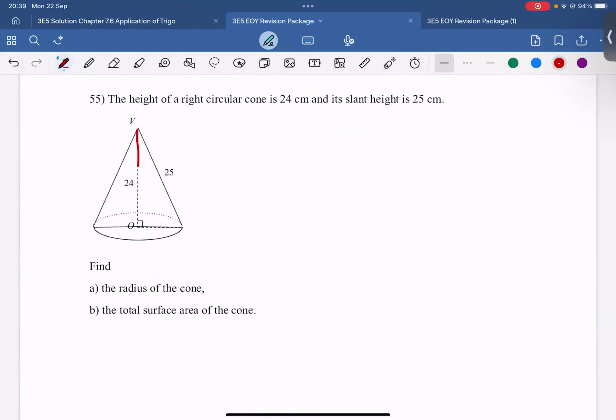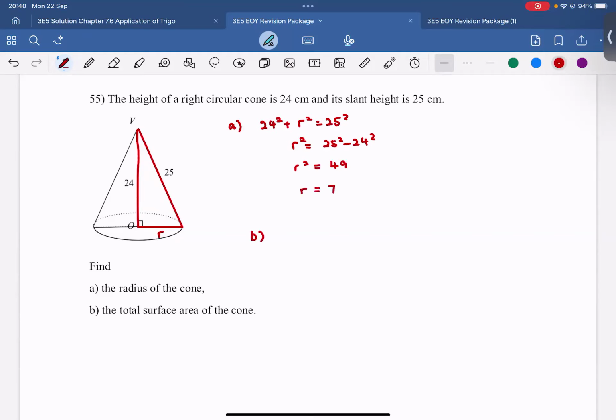Find the radius of the cone. So you can see that this forms a Pythagoras. I can use Pythagoras here because this is a right angle triangle. So this is our R. So for part A, 24 square plus R square equals to 25 square. So R square equals to 25 square minus 24 square. R square equals to 49. R equals to 7.